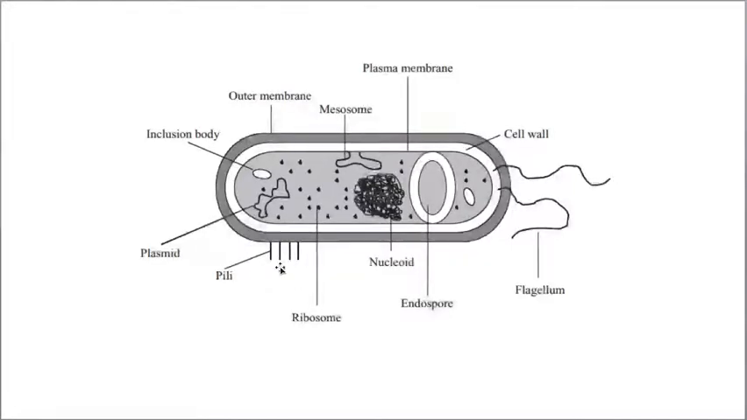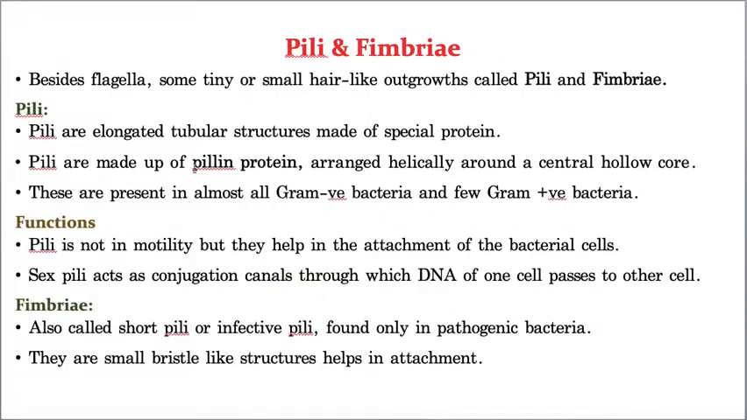These pili are elongated tube-like structures, made up of a protein called pilin protein, arranged helically around the central hollow core. They are present in almost all gram-negative bacteria and very few gram-positive. Hope you remember yesterday's class. With the help of these pili, conjugation takes place. Please read yesterday's lecture also, on parasexual reproduction of bacteria. Do you remember? In that, conjugation takes place with the help of these pili.